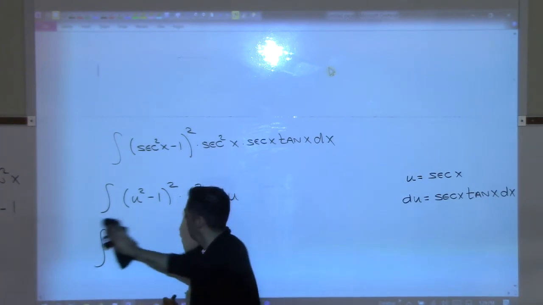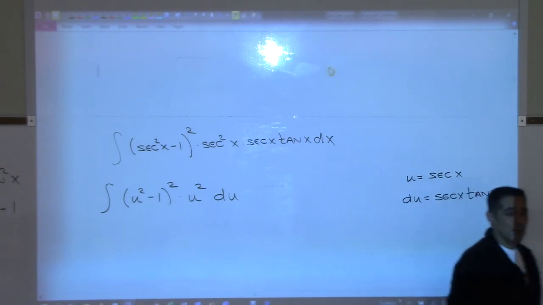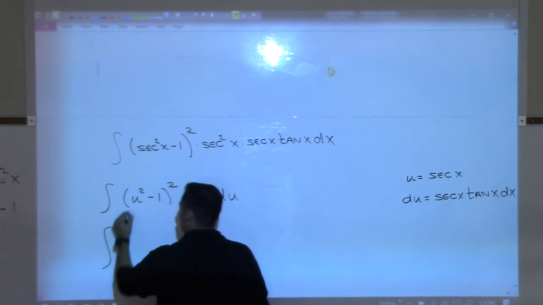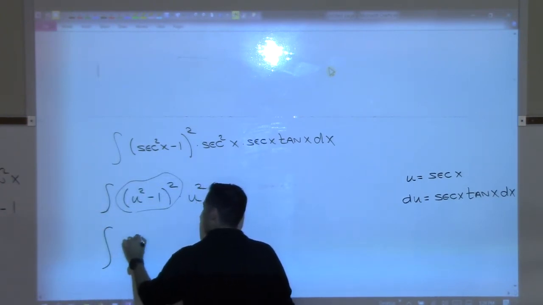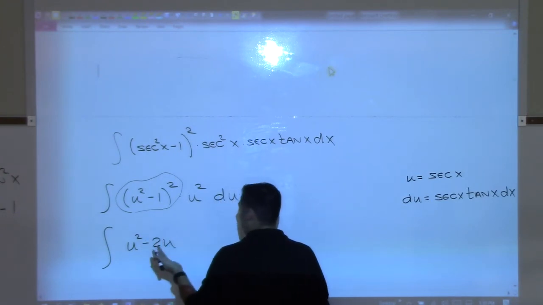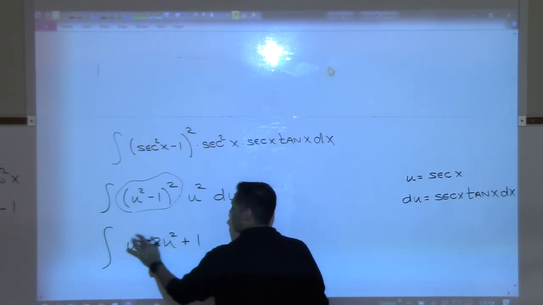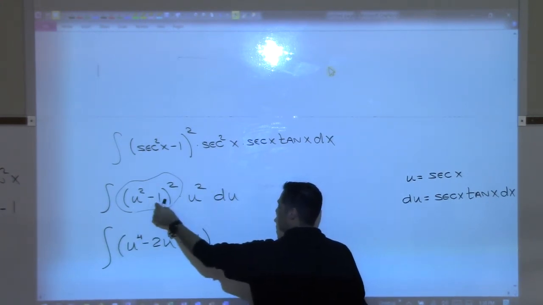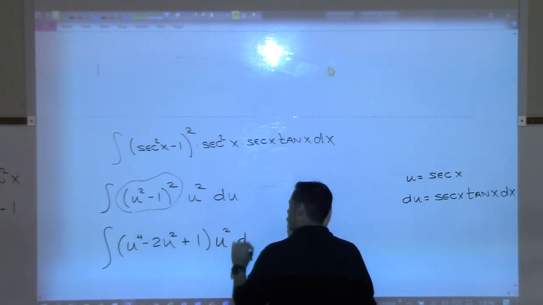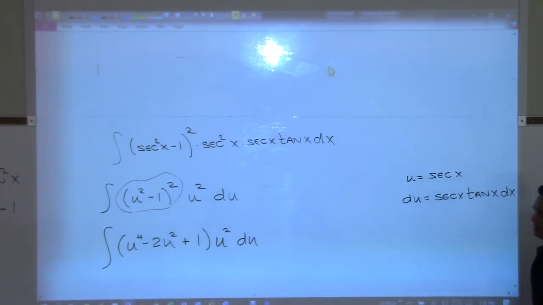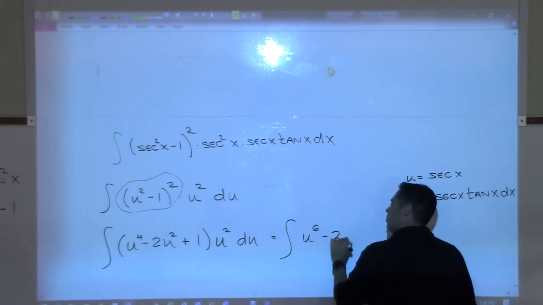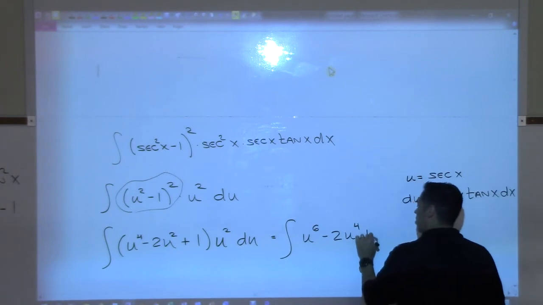There we go. And at this point, you just probably have to do a little bit of algebra here. Just expand some things out. All right, so I'll go ahead and expand this. So that's u to the fourth minus 2u squared plus 1. I said u to the fourth, I wrote u squared, I need to fix that. Okay, this is u to the fourth minus 2u squared plus 1. That's this thing FOILed. And then u squared du. Next step, pass the u squared through. You're just trying to get it to a place where you can actually take the antiderivative.